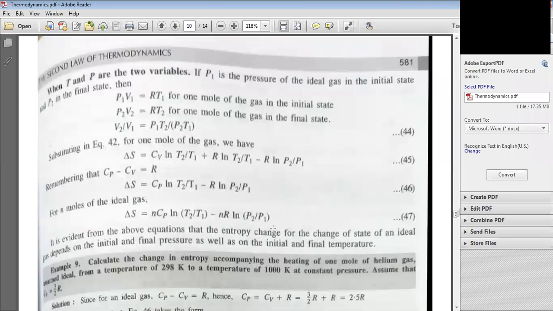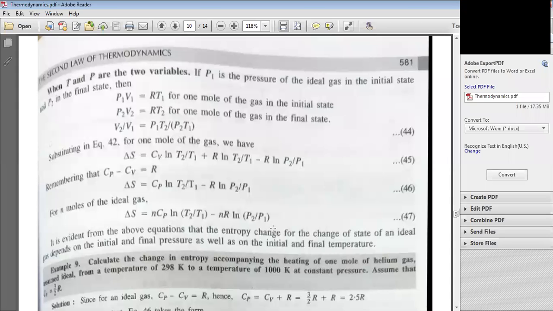Now if we look into equation number 47, we have an expression for entropy change. This entropy change for the change of state of an ideal gas depends on the initial and final pressures, because P1 and P2 appear in this expression, and also on the initial and final temperatures of the gas. So delta S is n times Cp, where Cp is the heat capacity at constant pressure, ln T2 by T1 minus nR ln P2 by P1.